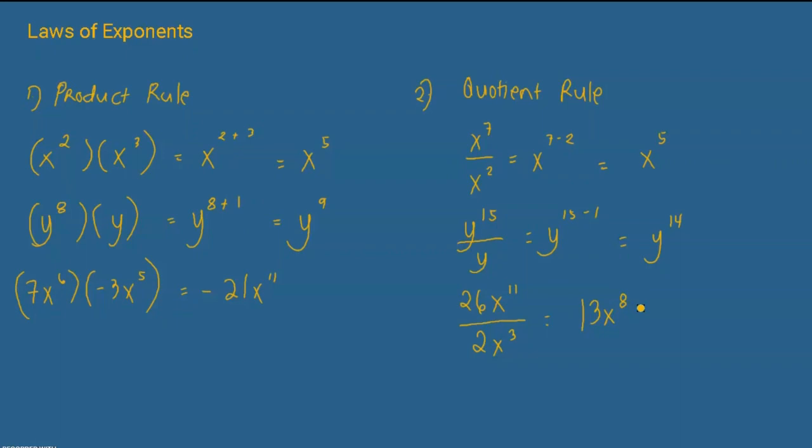Okay? So the product rule, that is to add the exponents if you have the same base. But for the quotient rule, we just need to subtract the exponents if you are dividing the same variable. Okay po? Sige. The next one.